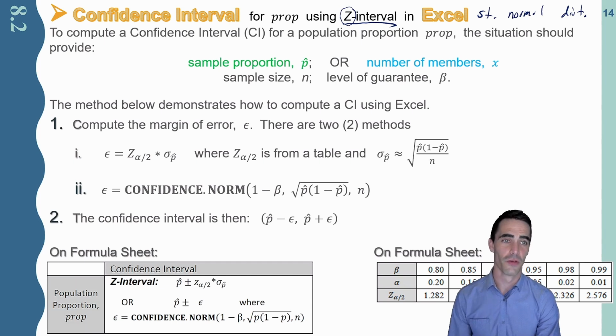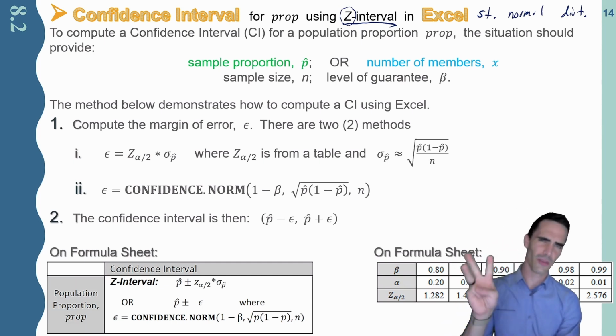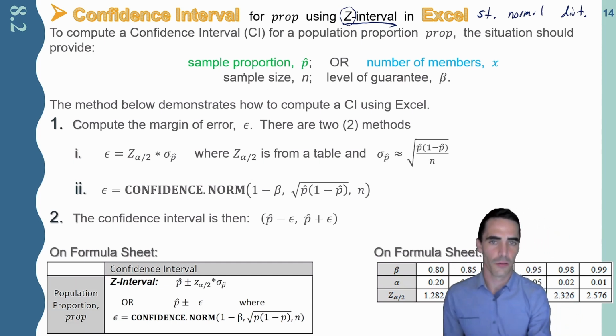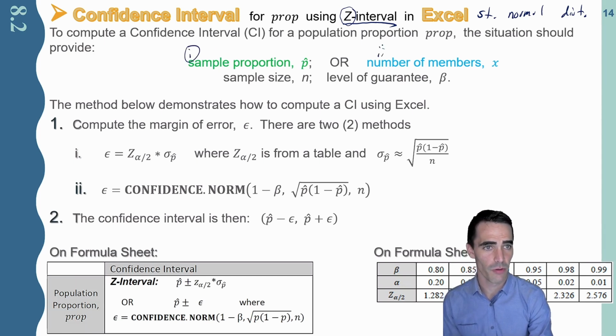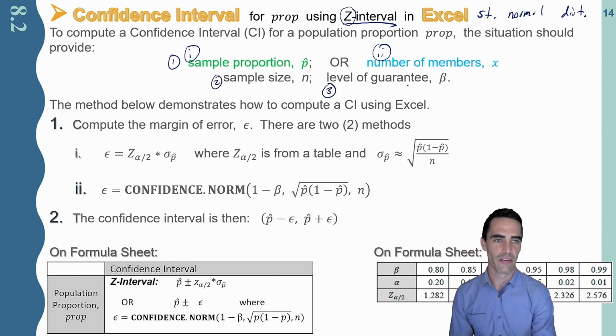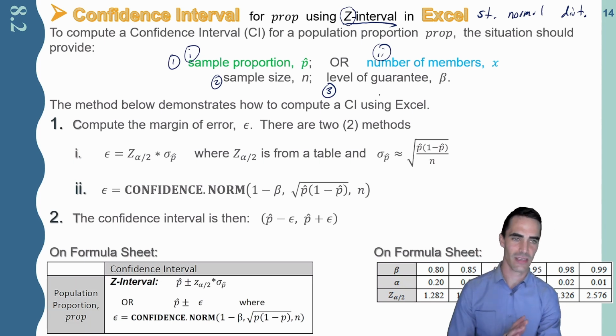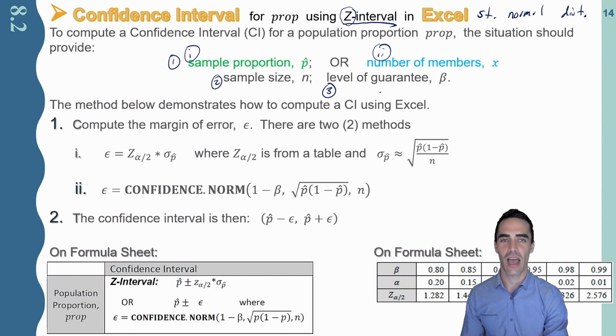In order to build these intervals, you need 3 ingredients, but those ingredients sometimes can look different. So for instance, you need either a sample proportion or a number of people doing what you want them to do. Okay, you're going to need at least one of those two. And then you're guaranteed always going to need a sample size, and you're going to need a level of guarantee or a confidence percentage. How confident are you in your interval? How do we use those ingredients?